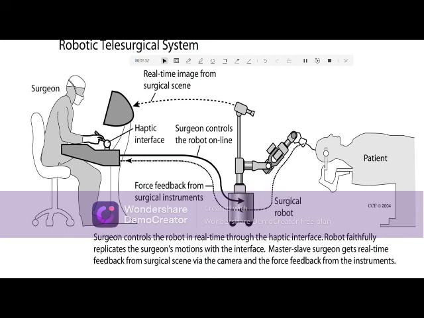If we have to explain it in 3 to 4 lines, we can explain it like this: the surgeon controls the robot in real time through the haptic interface. The robot faithfully replicates the surgeon's motions with the interface. In the master slave setup, the surgeon gets real-time feedback from the surgical scene via the camera and force feedback from the instruments.